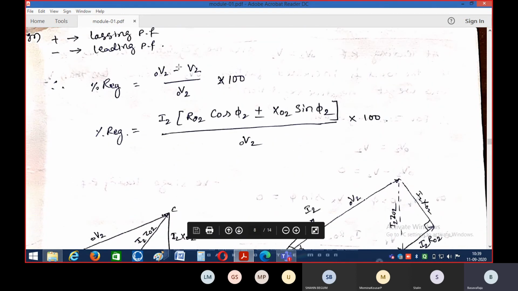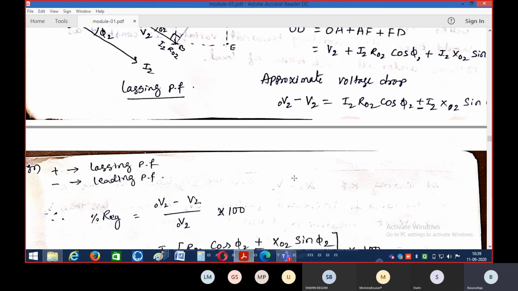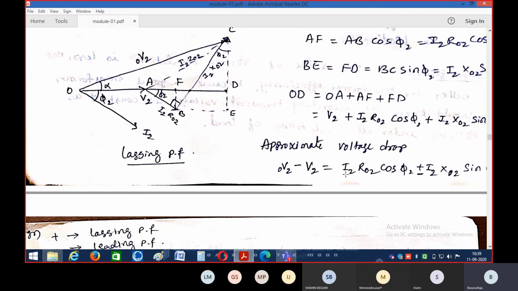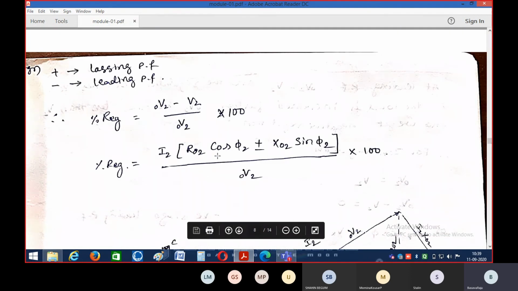So percentage voltage regulation is equal to what? V20 minus V2 divided by V20 into 100. This is regulation down. In case it is regulation up, we will take V2 in the denominator. V20 minus V2 is equal to, this is the total formula that we have: I2 R02 cos phi 2 plus or minus I2 X02 sin phi 2. If you take I2 common, I2 of R02 into cos phi 2 plus or minus X02 into sin phi 2, divided by V20, the denominator term I am keeping as it is.